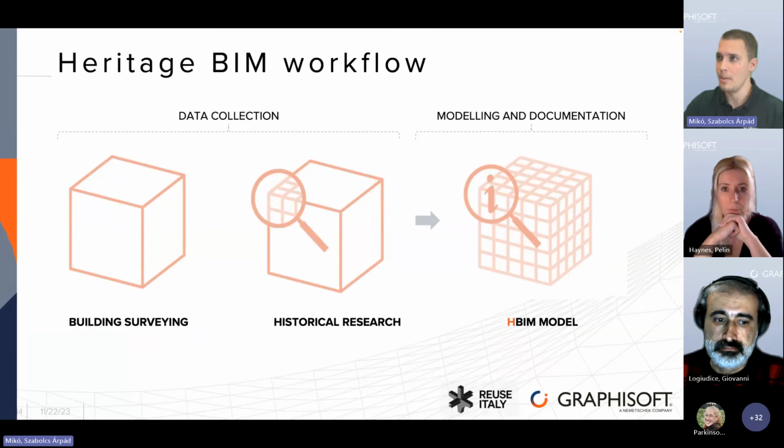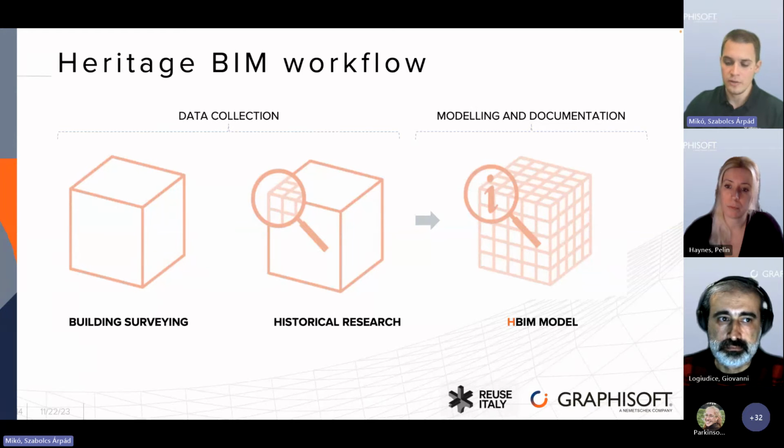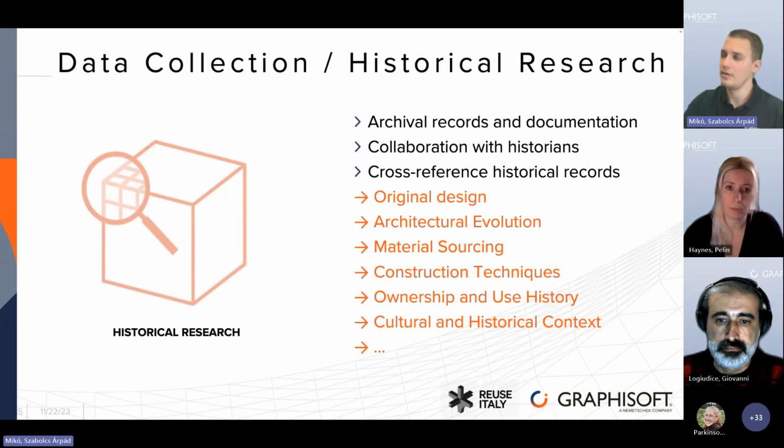How this is actually done, we have two main phases in the modeling process. First, the data collection, the building surveying, and additional historic research, which then helps us to recreate the model itself. And then the modeling and documentation is done in a BIM authoring tool, such as, for example, Archicad. The data collection and the historical research usually involves working with archival records and documentation, collaboration with historians, and cross-referencing these historic records with each other.